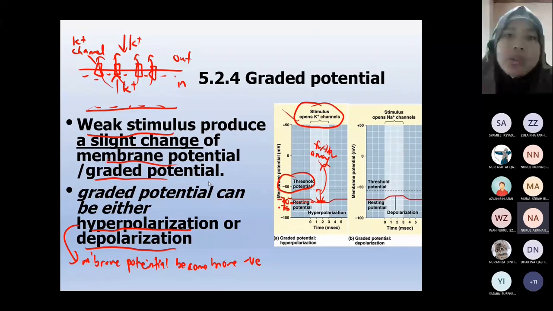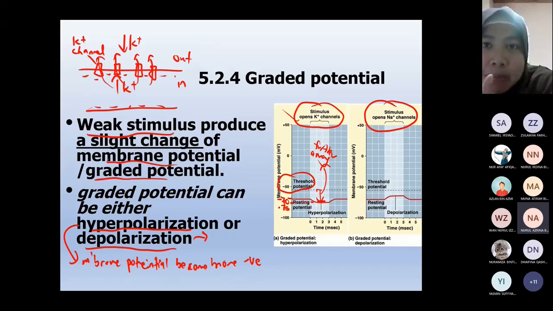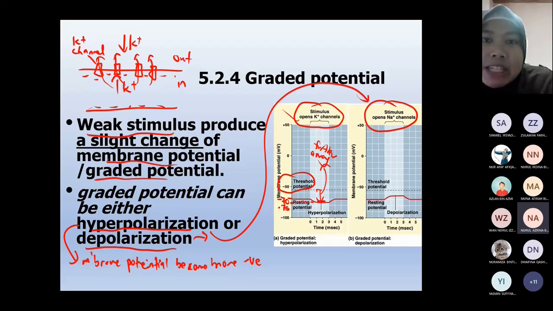Okay, so next one. Graded potential can be either hyperpolarization or depolarization. So what does it mean by depolarization? Depolarization is when the stimulus opens the sodium ion channel. So when we are talking about depolarization, you have to know that the sodium ion channel is open. Now tell me, what happens when the sodium ion channel is open?